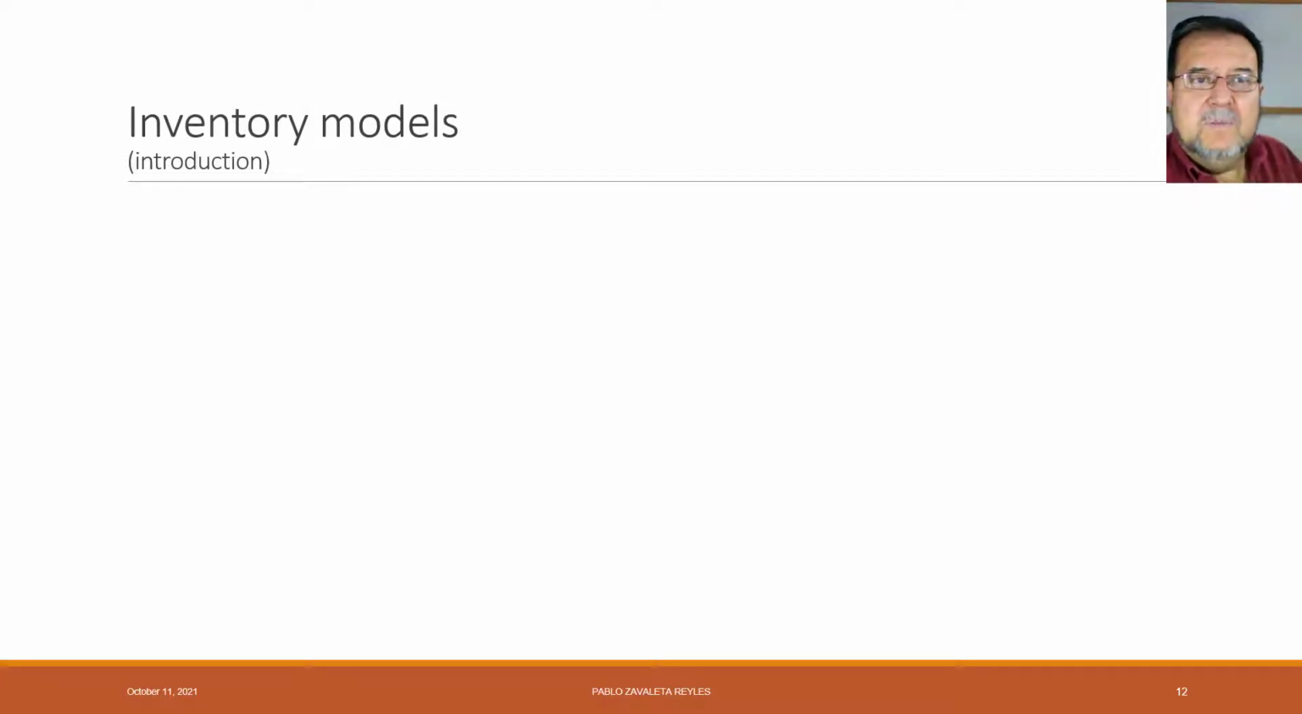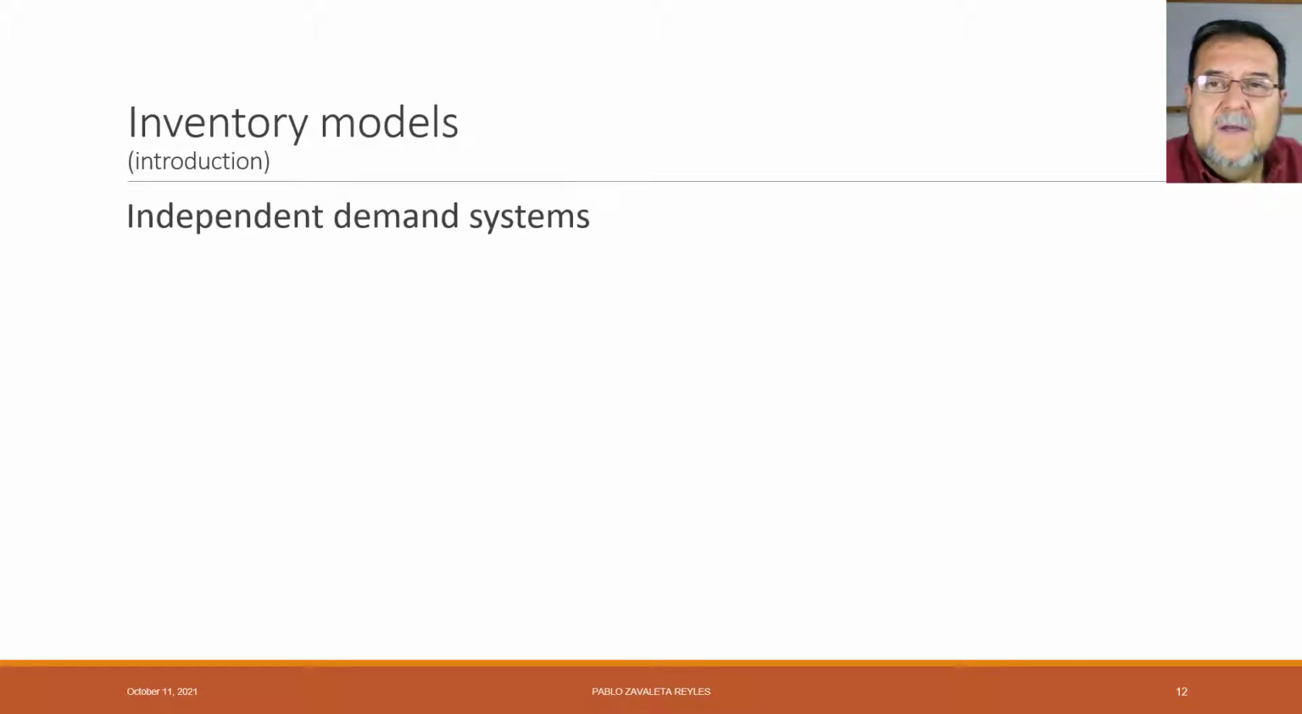As for inventory models, and this is just a very, very short introduction, we have the independent demand systems and we have the dependent demand systems. What are independent and dependent?